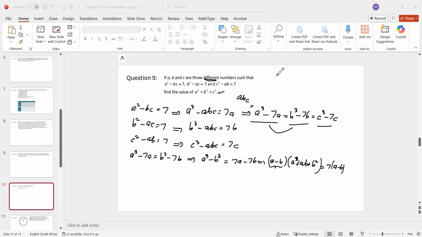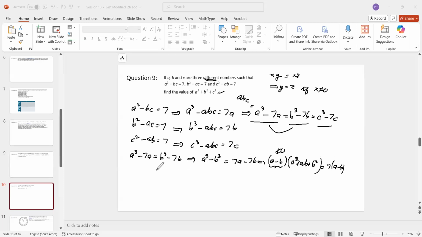Now, you can't cancel on two sides of an equation. You must be very, very careful, right? You can't cancel xy equals xz. You can't say that implies that y equals z. You have to say if x is not 0. You can't divide by 0, you see, right? So if x is not 0, then you can cancel. Now I know that a is not equal to b because they say that all these are different. So therefore a minus b is not equal to 0. So I can cancel on both sides.